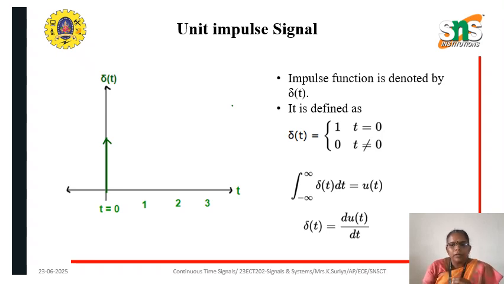So one important property here is integration from minus infinity to infinity of del of t dt is equal to u of t, where u of t is the unit step signal. So we can obtain del of t from differentiation of u of t with respect to time, which is given by del of t is equal to du of t by dt.